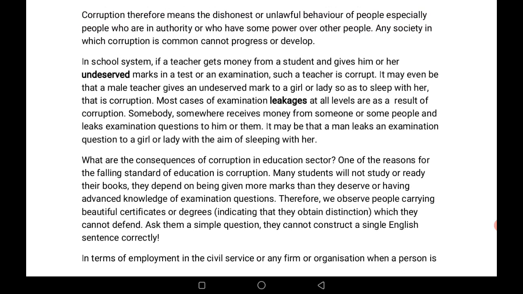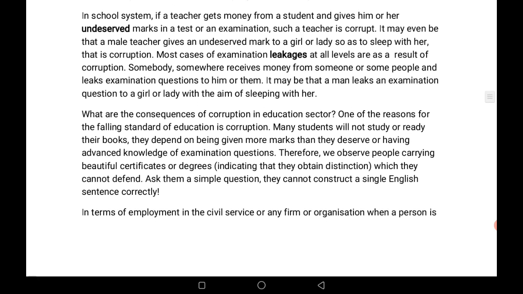Any society in which corruption is common cannot progress or develop. In the school system, if a teacher gets money from a student and gives him or her undeserved marks in a test or examination, such a teacher is corrupt. It may even be that a male teacher gives an undeserved mark to a girl or lady so as to sleep with her. That is corruption.